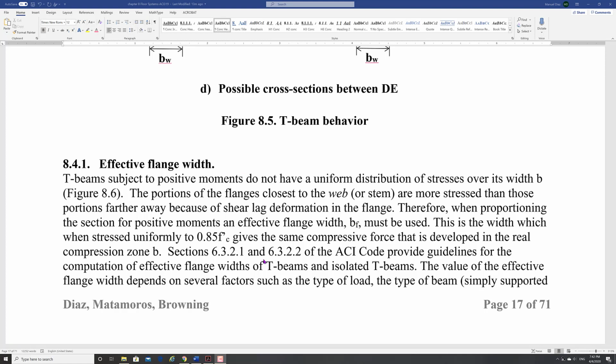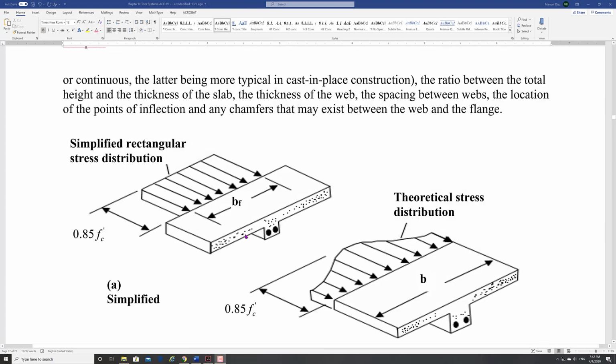So what we're going to do here is show you the formulas for effective flange width. And why do we need to do that? It's because of this. The actual stress distribution is non-uniform, like this. And this is called the shear lag effect.